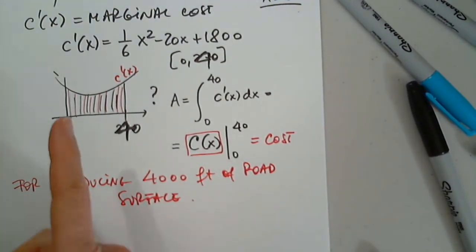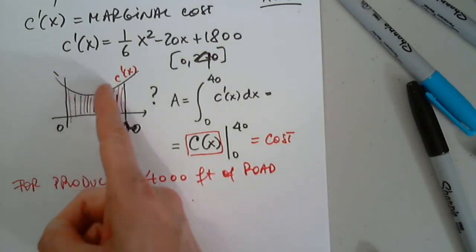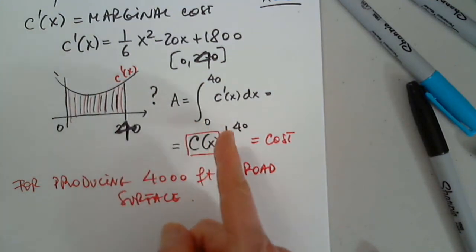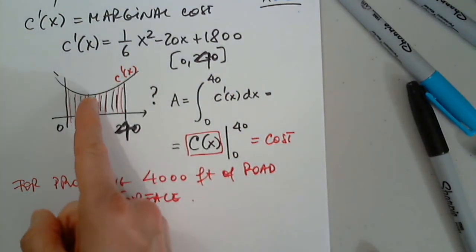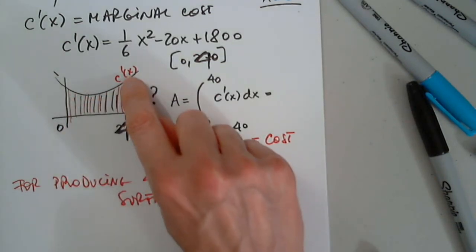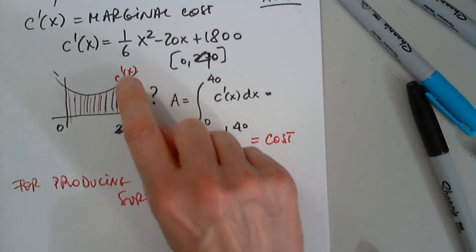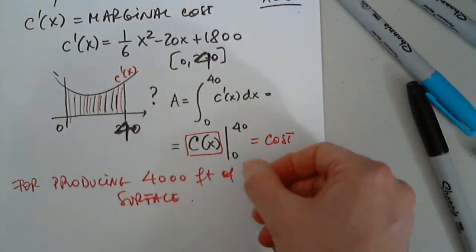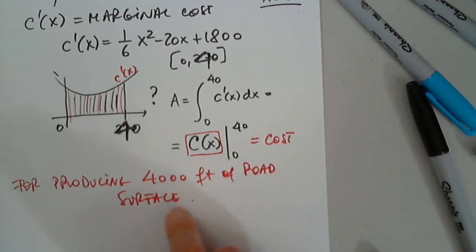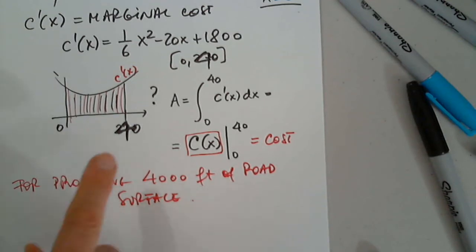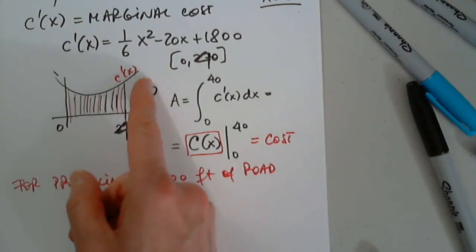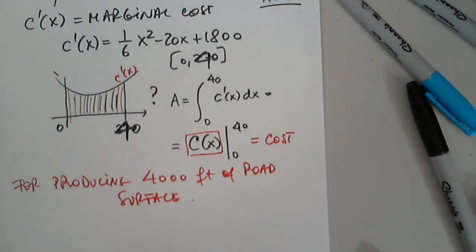So that's the connection between the area under a graph and the integral. They are the same thing. The integral is the area under the graph. Why would I want to determine the area under a function like this, under a derivative function? To find the cost, in this case, between 0 and 40, meaning the cost of producing exactly 4,000 feet of road surface. So that's why we use integration. That's why we calculate area under graphs to answer this kind of question.